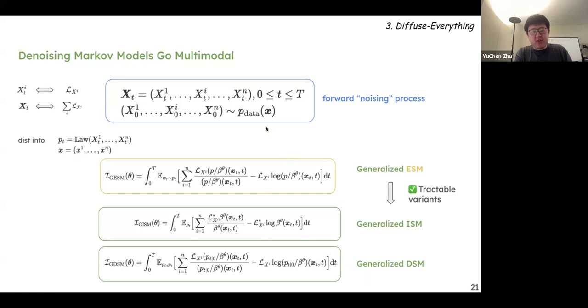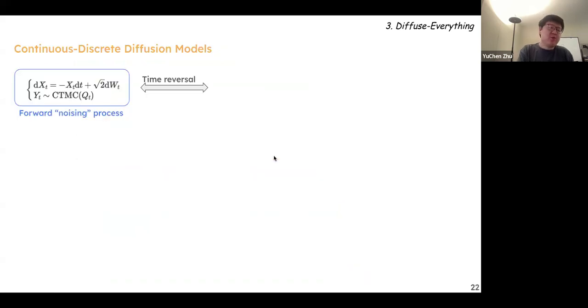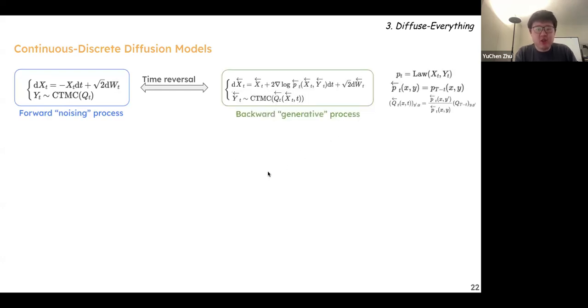So with the correct objective derived here, we can return to the original example we're interested in, that is how to learn this continuous-discrete diffusion model. Let's say we took this as our forward noising process. We can derive its time reversal, which looks like this. Although seemingly complicated, there are two important facts.